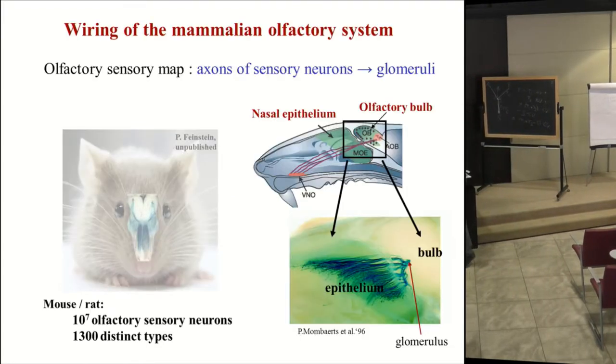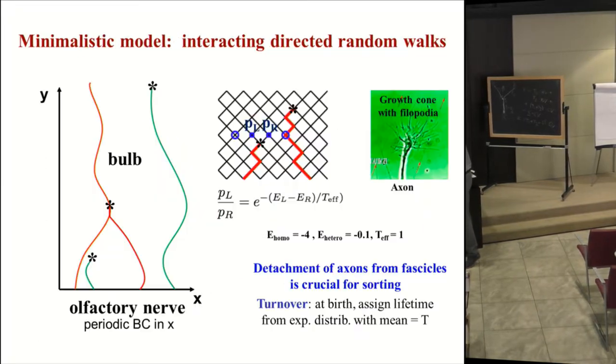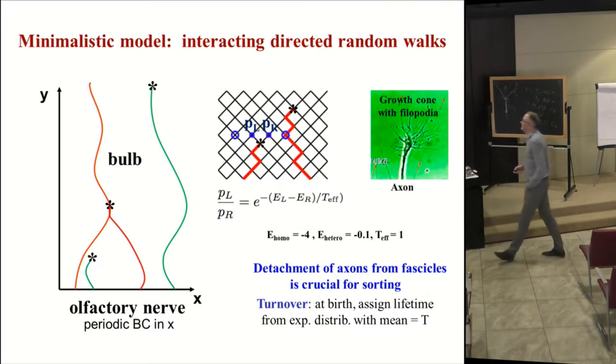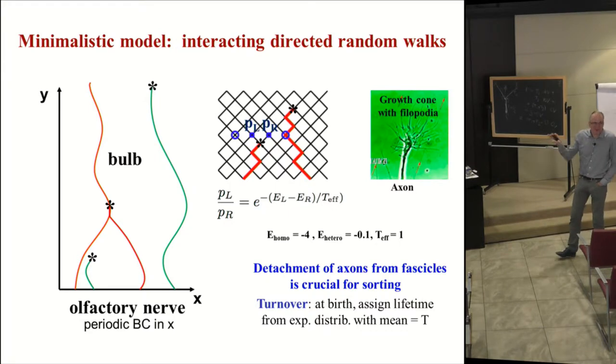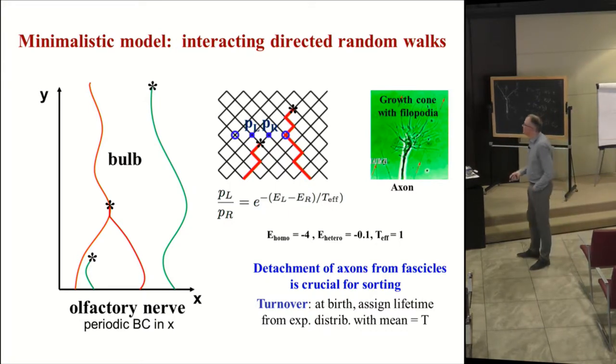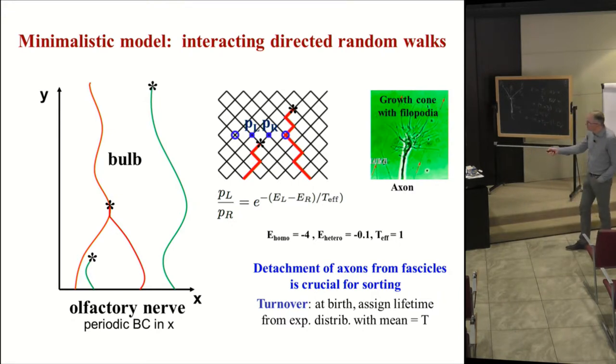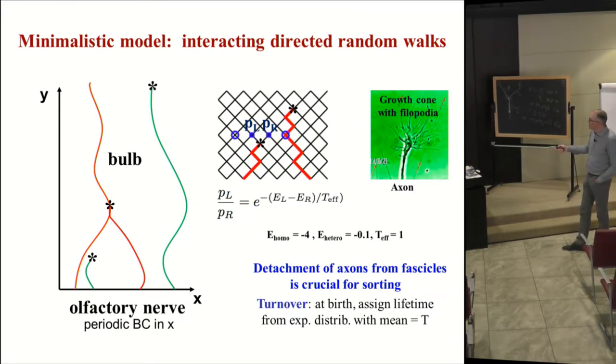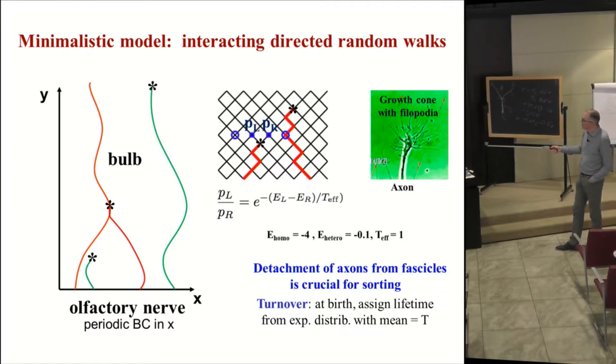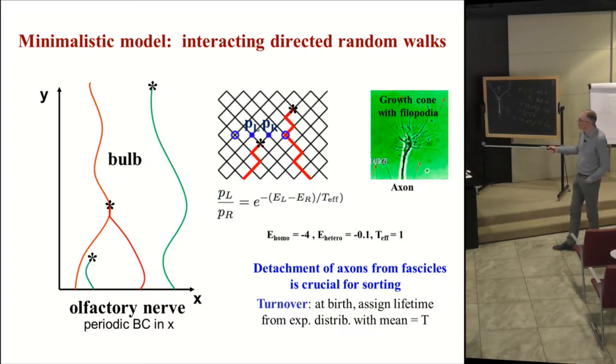And it's a very simple model. I will not cover the biological motivation now, and I will not explain why it's well motivated biologically now. But it's a very simple model of directed random walks, where we inject random walkers on this line. Then at each time step they advance by one lattice unit in the y direction, and they go randomly left or right if there are no other axons in the vicinity.